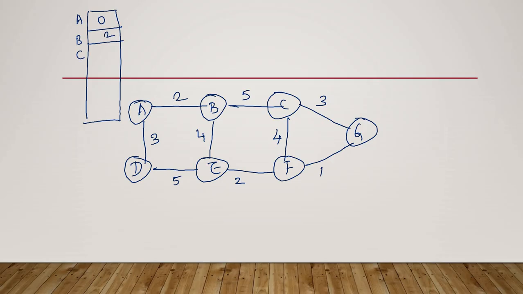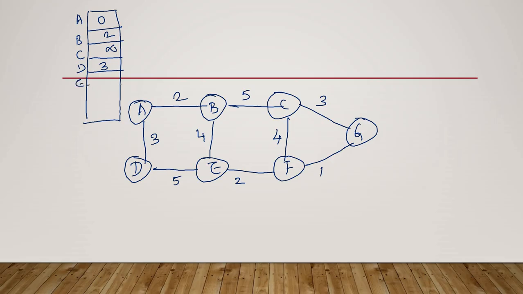A to C, so through the B only we can reach the C. So now directly the C is not connected with A. So the distance between the A to C is now infinity. It doesn't know about that. A to D value is 3 because it is directly connected.